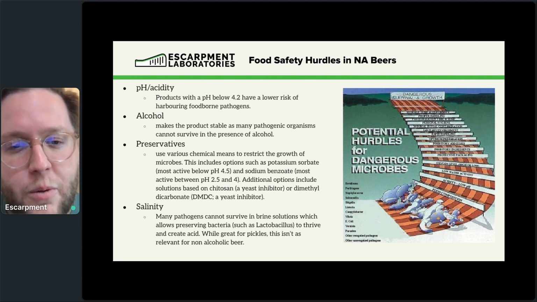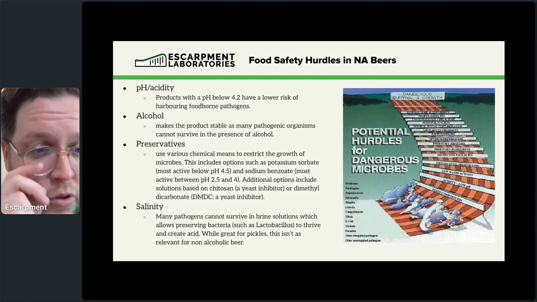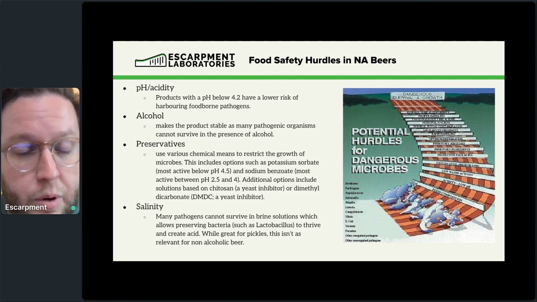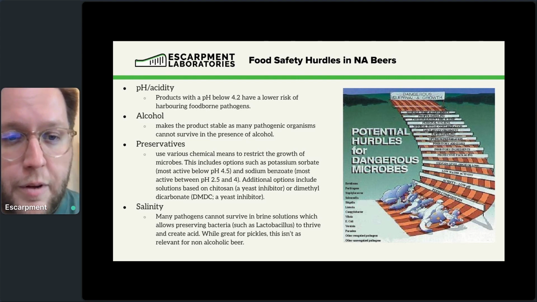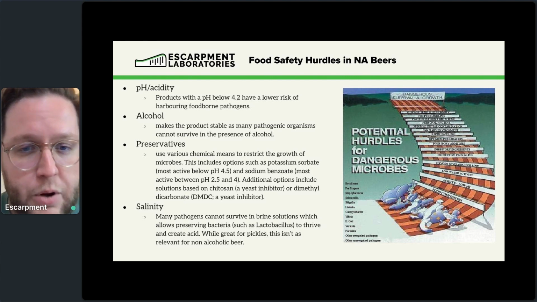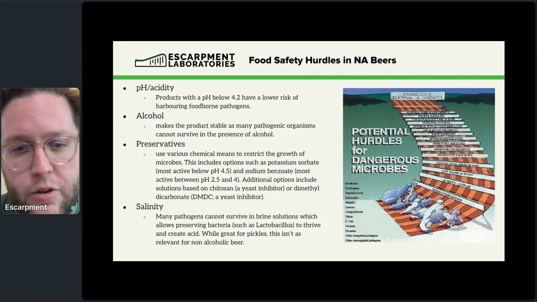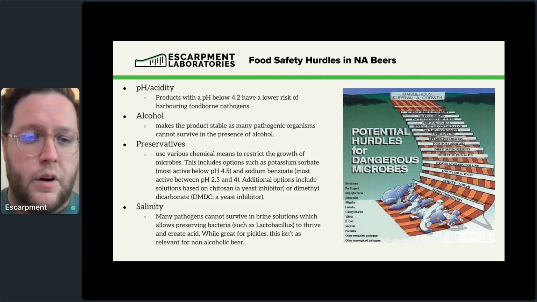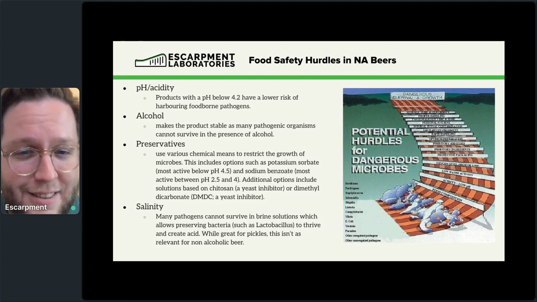There are other options too. There are some chitosan-based products on the market, which is a yeast inhibitor, which can work pretty well, especially for preventing re-fermentation. What we found is that some beer yeast strains are more resistant to chitosan than others. So that is something to keep in mind, that there is some variation in how sensitive different yeast strains are to the chitosan. So if you have that ultra specific question, you can always ask us.